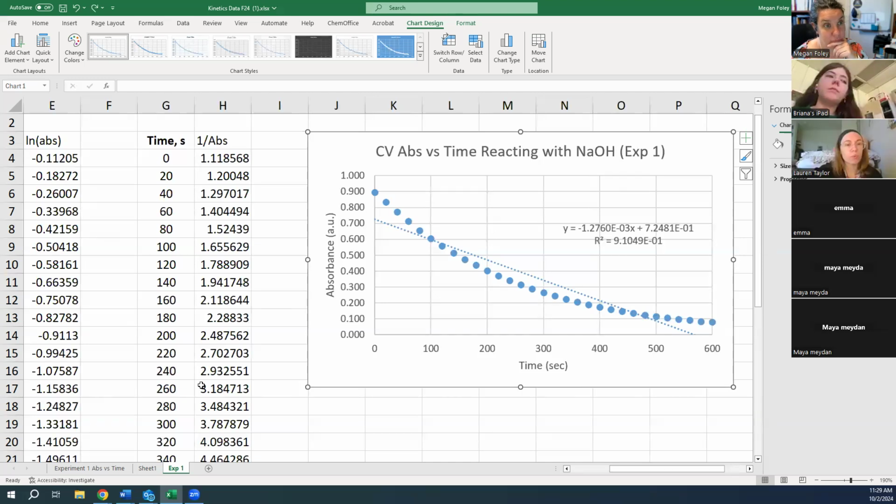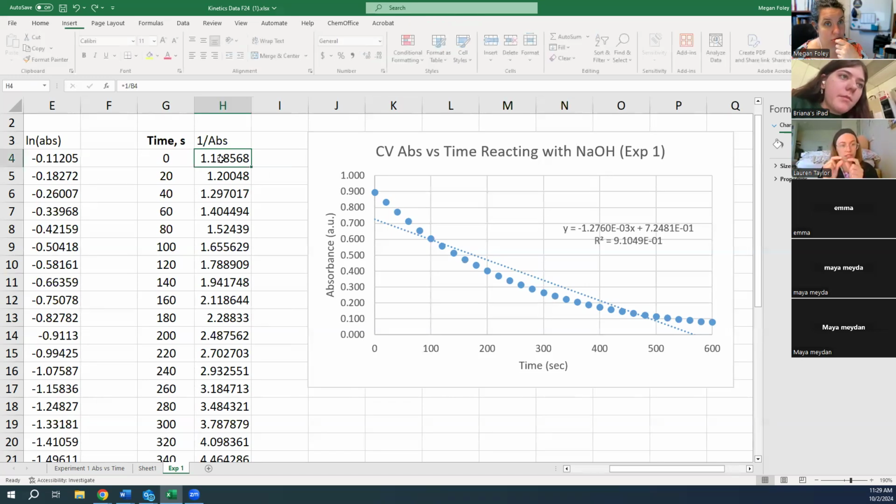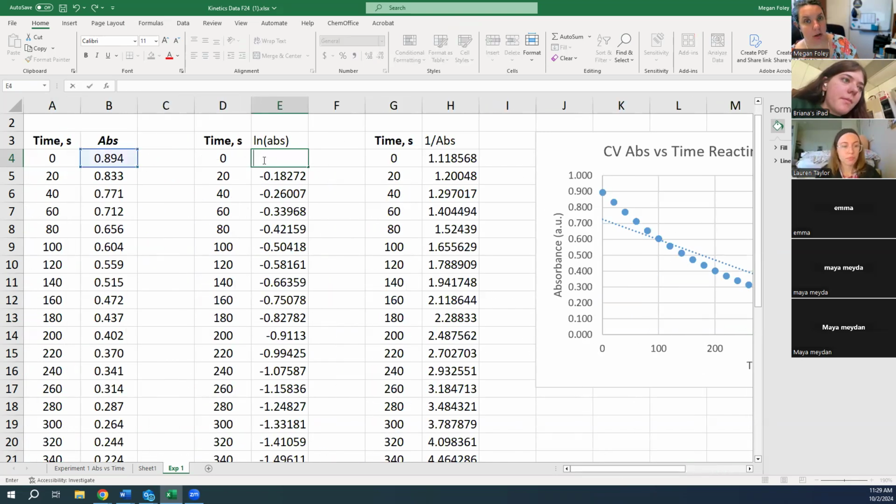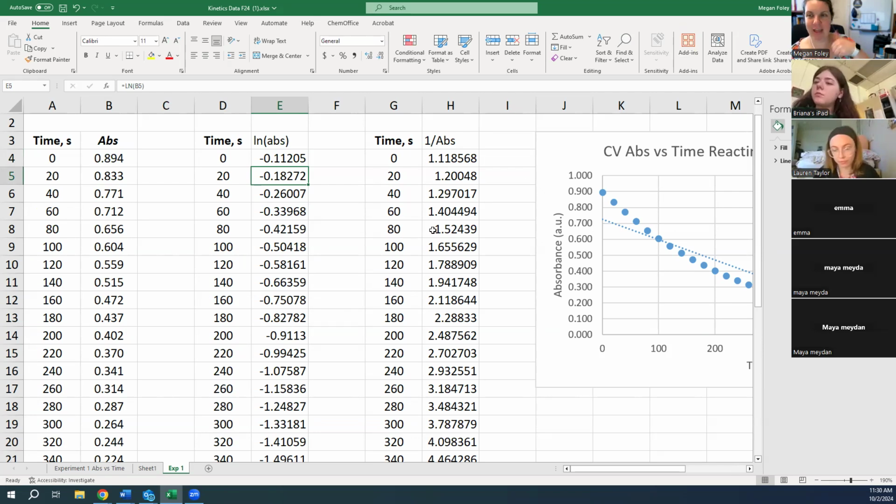Could you show one more time how you got the function? You know how you took the original graph and then made the ln of it? Could you show one more time how to get the first data point? So you're gonna type, wherever you want to do the equation, equals, and then we're doing the actual function ln. Oops, that's 2 L's. ln. Open parentheses. Then you're gonna click on the absorption value, close parentheses, and enter. Excellent. Okay, so we've got our first graph done.